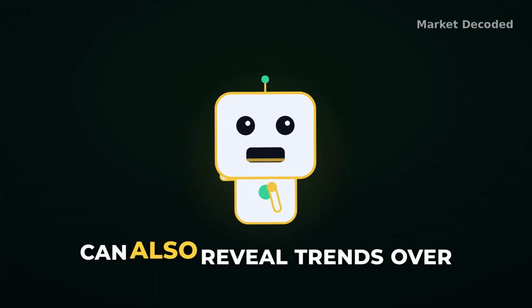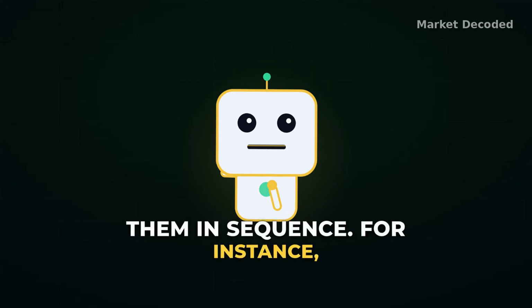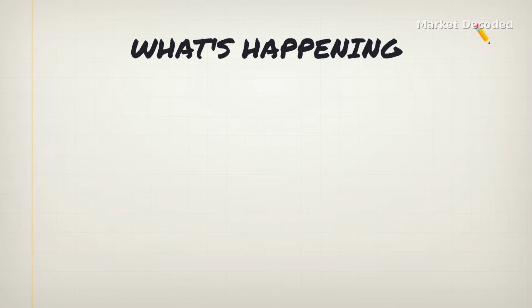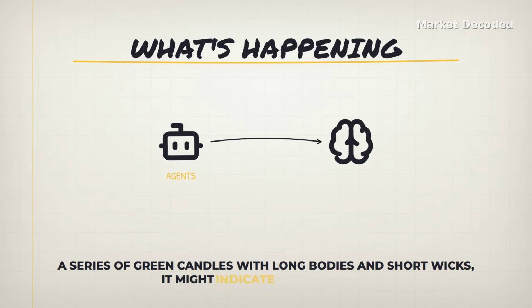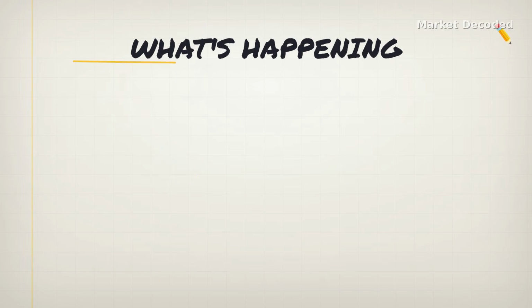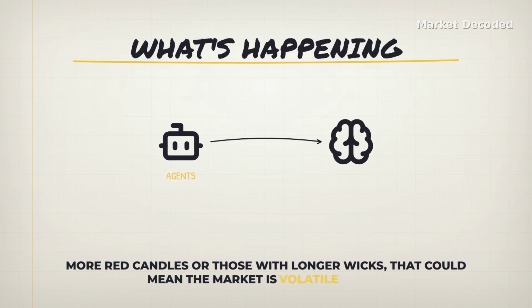These candles can also reveal trends over time when you look at them in sequence. For instance, if you see a series of green candles with long bodies and short wicks, it might indicate an uptrend where buyers are stronger than sellers. Conversely, if you notice more red candles or those with longer wicks, that could mean the market is volatile, with prices swinging widely. So there you have it.